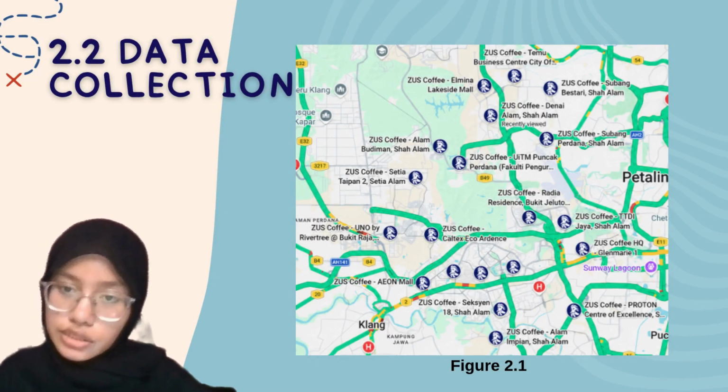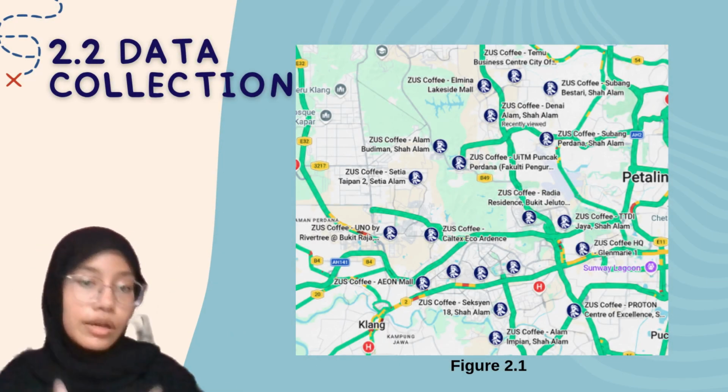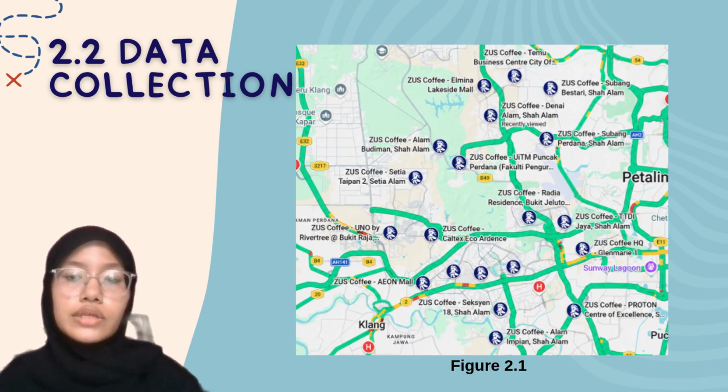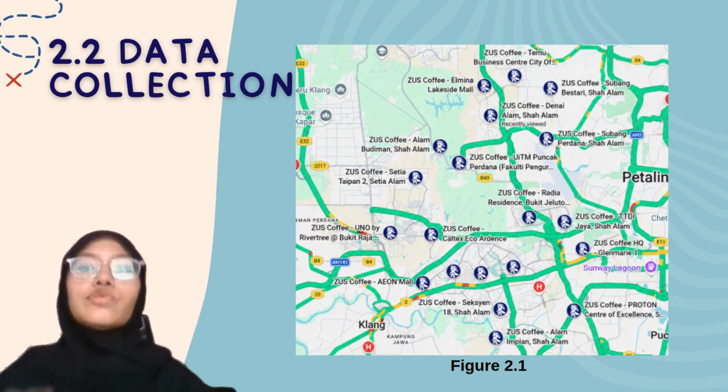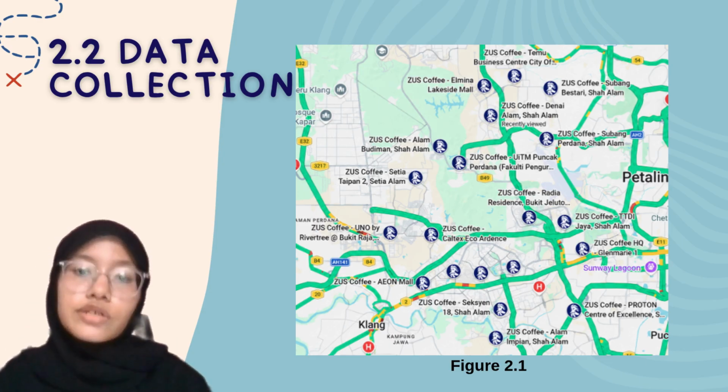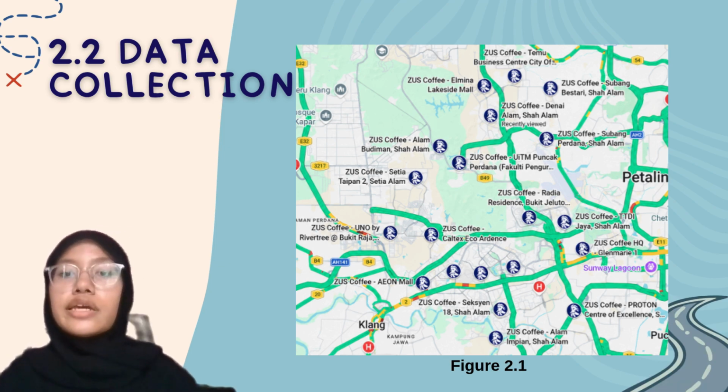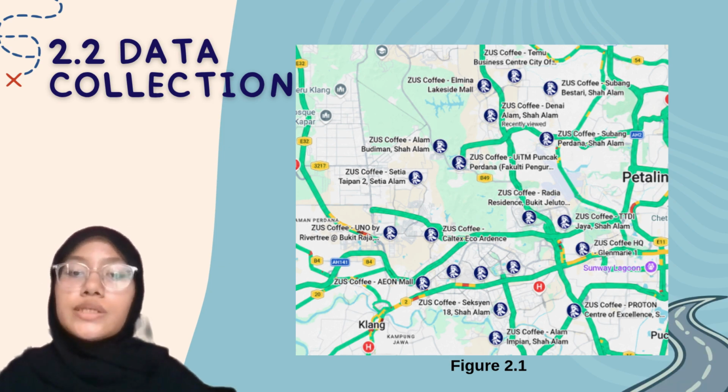The first step is data collection. We focus on the Shah Alam area because it has a good concentration of Zeus Coffee outlets. The selected area consists of 20 locations in total, with 1 distribution center at HQ Glenmarie and the other 19 branch outlets, as Figure 2.1 shows.